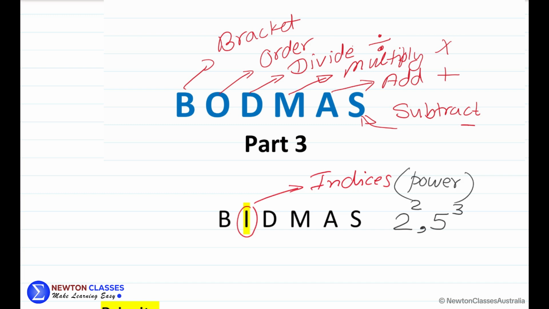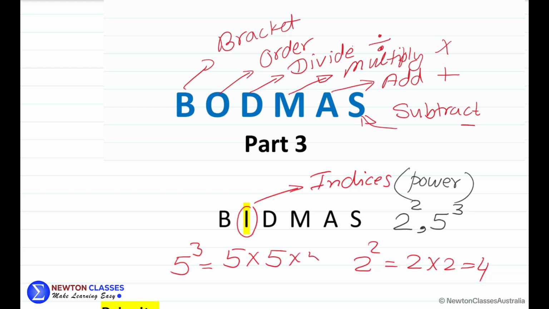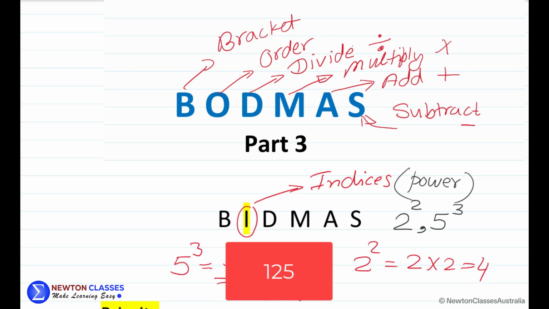Powers are basically the indices on some numbers. For example, if there is a power of 2 on 2, 2 squared can be written as 2 times 2, we'll get 4. Similarly, 5 to the power 3 means we are multiplying 5 times 5 times 5, 3 times. If I apply BODMAS there, 5 times 5 is 25, times 5 gives an answer of 125.